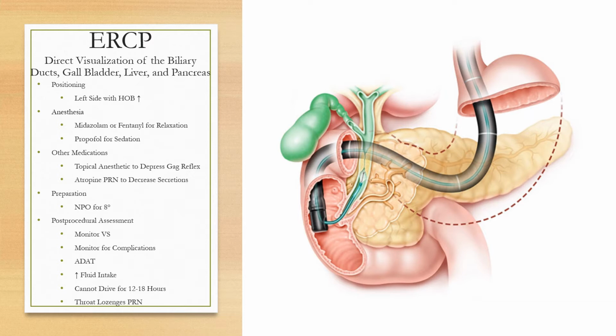Okay, so the patient is going to lie on their left side with the head of the bed elevated. Again, they're going to need sedation in the form of midazolam or propofol, plus a pain medication such as IV fentanyl. The same things would apply to suppress the gag reflex in terms of topical lidocaine and atropine, which is an anticholinergic agent to dry up secretions orally.